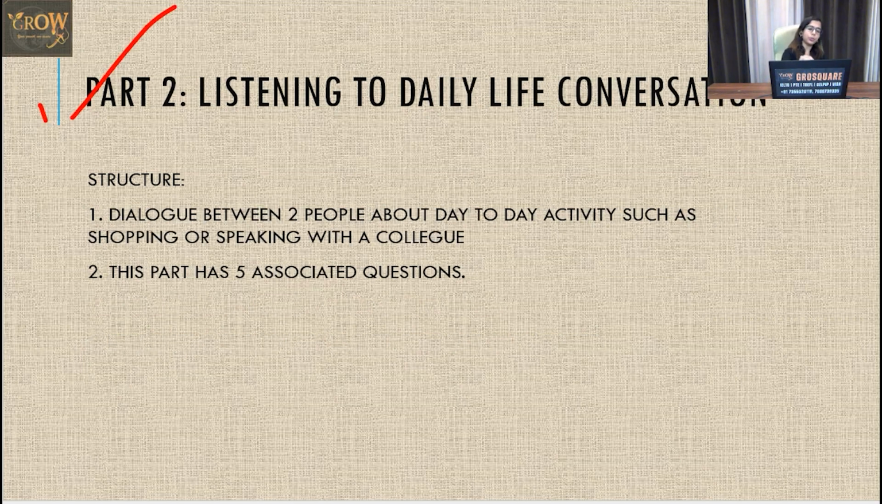This is Part 2, and it comprises listening to daily life conversation. So what is the structure of this? Let's try to understand. This is also going to be a dialogue. In part 1 as well, we got a dialogue, and in part 2 as well we are going to get a dialogue. Since it is a dialogue, it means 2 people, right? So it is going to be between two people about day-to-day activities.